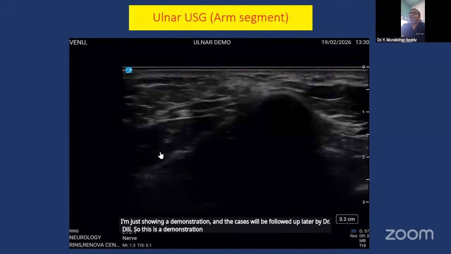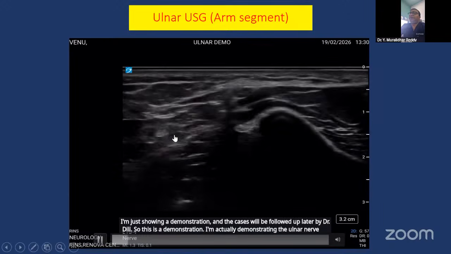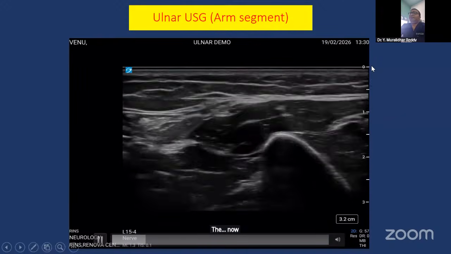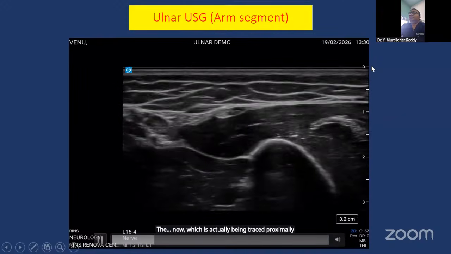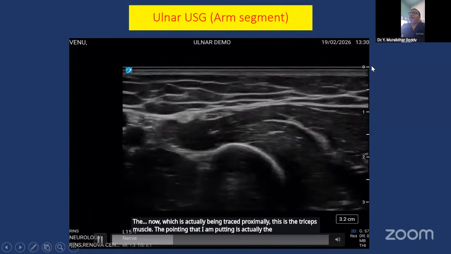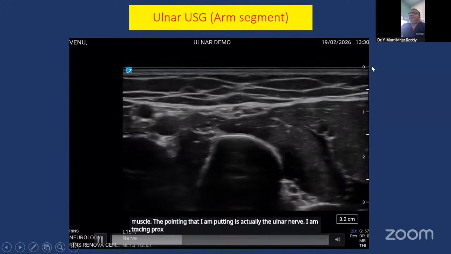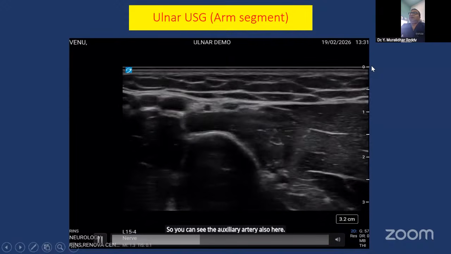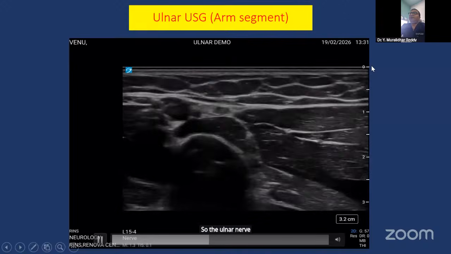I'm actually demonstrating the ulnar nerve in the arm segment. As you can see, the nerve is being traced proximally; this is the triceps muscle. The pointing that I am putting is actually the ulnar nerve. I am tracing proximally, so you can see the axillary artery also here. So the ulnar nerve goes proximally till the level of the artery.